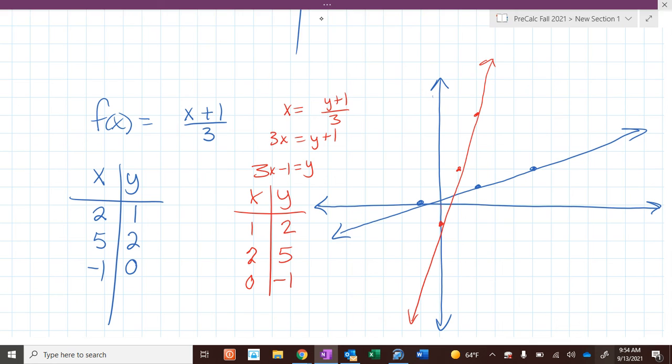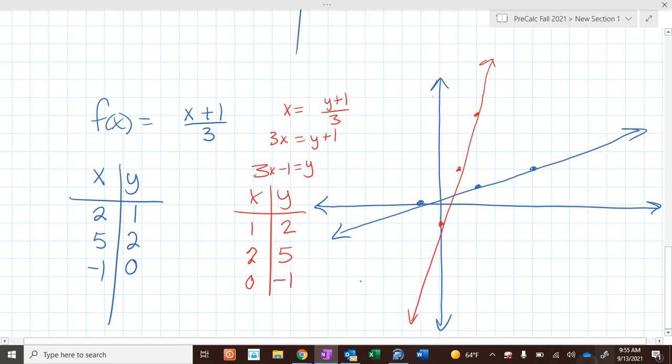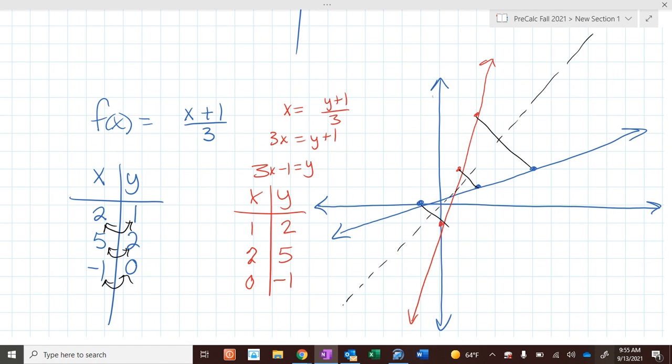Inverses reflect around the line y equals x. See how it's a reflection over that line? Okay. So this reflects to there, that reflects to there, that reflects to there. That's a reflection, or you can just think about it as those points switch around. Okay? And that's how you find an inverse. Okay? Those are different ways of looking at inverses. Right? So today, we're working with inverses.